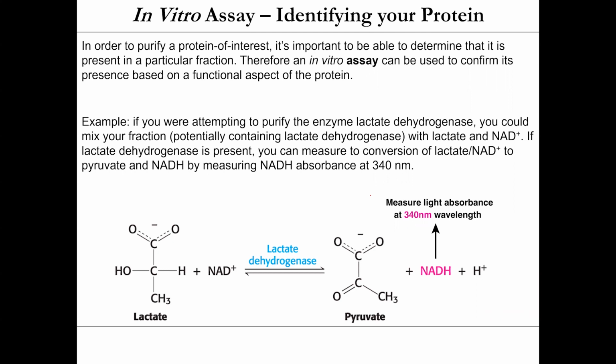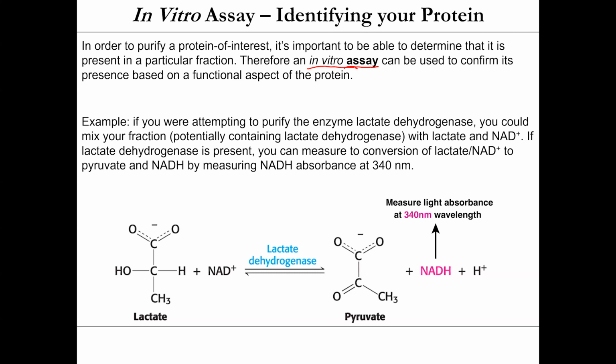Now, before you would even purify your protein, you need a way to make sure that your protein is actually in the fraction that you're interested in. So to do this, you develop what's called an assay, or an in vitro assay. This is a specific biochemical test that can be used to confirm a specific protein's presence based on some functional aspect of the protein.